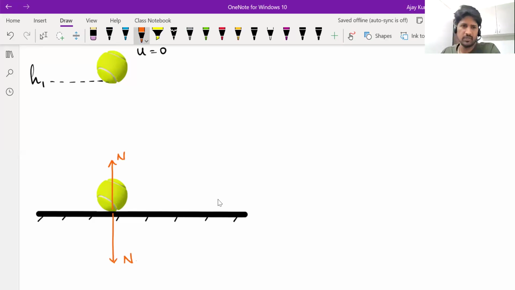Fine. Now we know from everyday experience that the ball will not bounce back to the same height from which it was dropped. Why do you think this happens? If it is not going back to the same height, it means it is losing some of its energy. What force do you think is responsible for the loss of this energy?